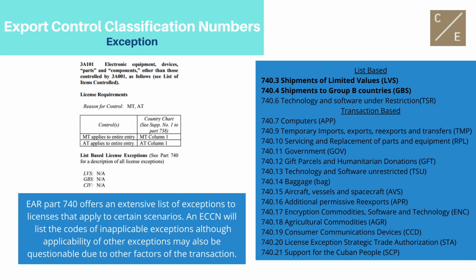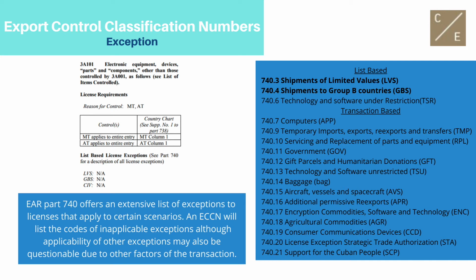Under each ECCN listing, there's a note about exceptions. EAR Part 740 offers an extensive list of exceptions to licenses that apply to certain scenarios, and ECCN will list the codes of inapplicable exceptions, although applicability of other exceptions may also be questionable due to other factors of the transaction, such as blocked parties or other regulations that would essentially make the exceptions inapplicable. The example given lists LVS, GBS, and CIV as non-applicable exceptions.